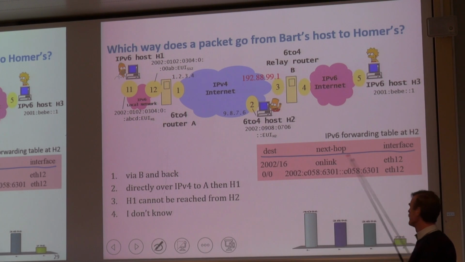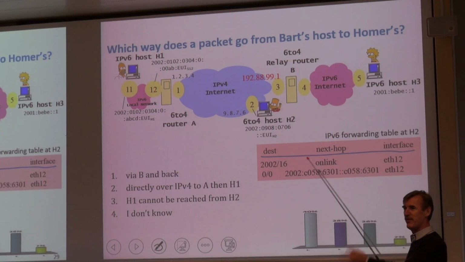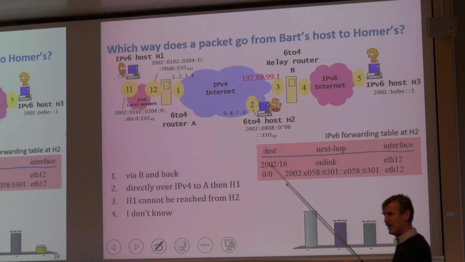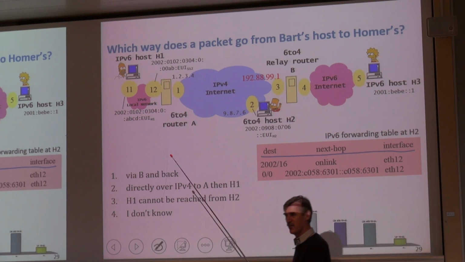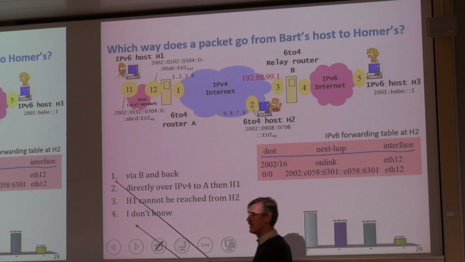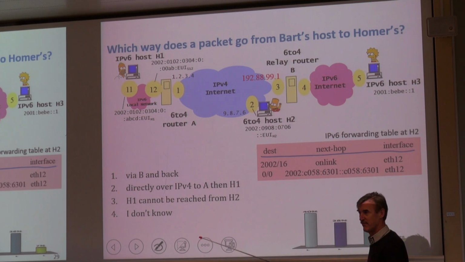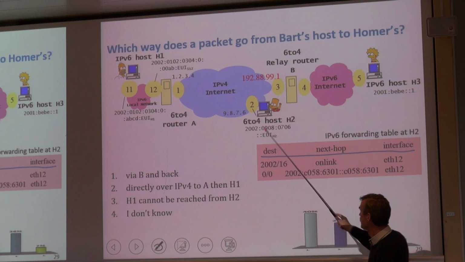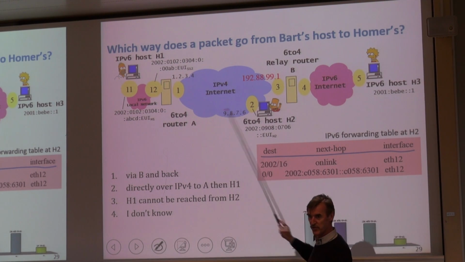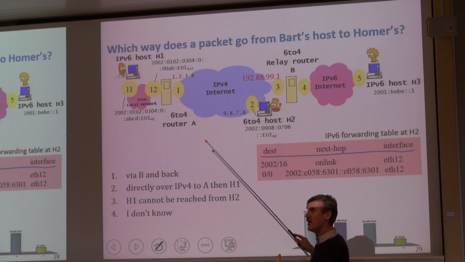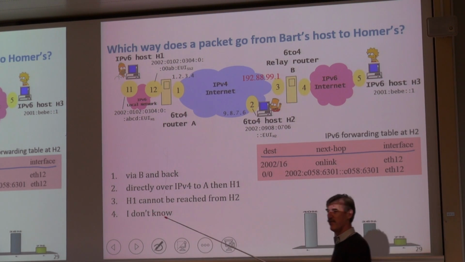On link means normally on the same Ethernet or wireless link. But here it's a virtual interface. This interface is on IPv4. So on link means it's on the same IPv4 network. So it means you can reach it by putting it in an IPv4 packet, which makes sense because both are 6to4 addresses, which means they're connected by the intermediate of IPv4.